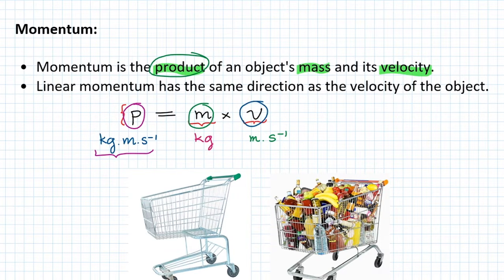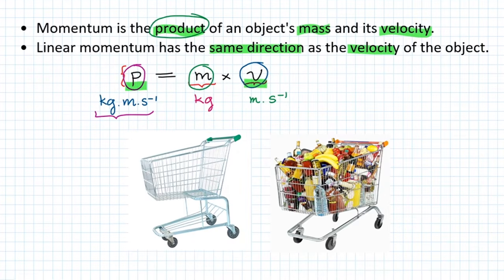Now, something that is very important is that velocity is a vector quantity. So if we calculate momentum by using velocity, it means that momentum is also a vector quantity. We say that linear momentum has the same direction as the velocity of the object. So grade 12s, it is very important that when you calculate momentum, you always give your answer direction as well, unless you are told to only calculate the magnitude of the object's momentum.